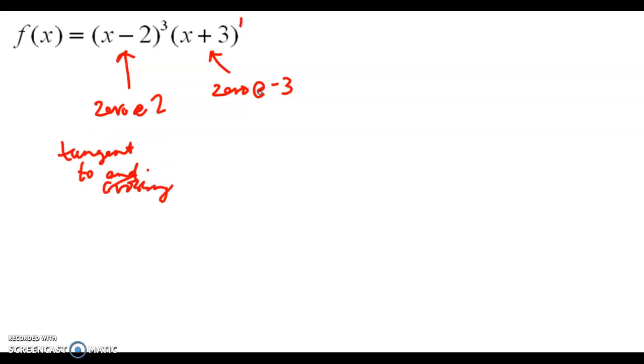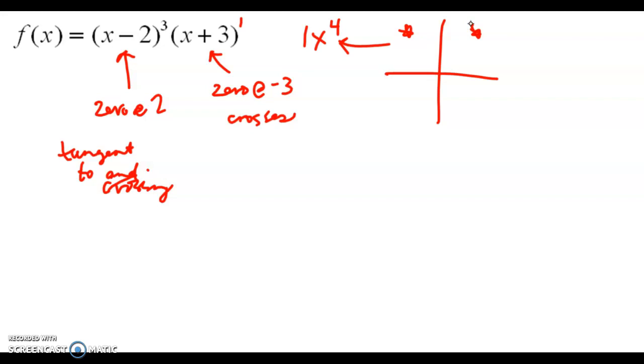Multiplicity 1 here, what happens then? I can tell you're saying it out loud, I just can't hear you. It crosses, right? What else can we tell? If we multiply the leading coefficient, we would have x cubed multiplied by x. The leading coefficient would be 1x to the power of 4, which tells me it's positive and even, so it's going to go from quadrant 2 to 3.